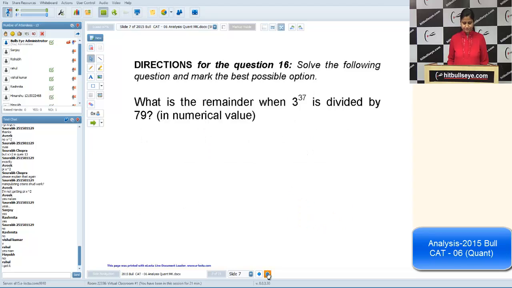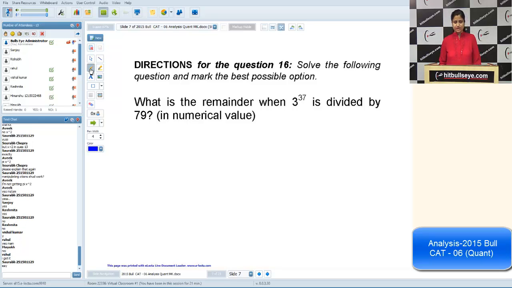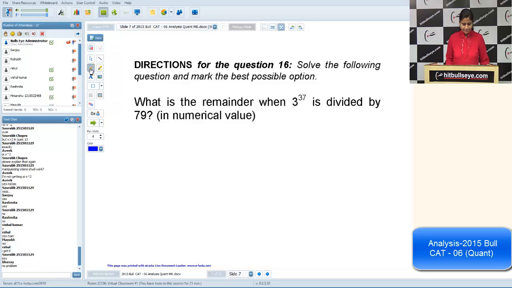Let us move. Question number 16, once again an easy question. At this stage when CAT is very near, I think these types of questions are manageable. Many students have not attempted this question. That's why this is reported as a difficult question. Either the attempt rate is very low or the accuracy is very low in this question. Okay, let us move.